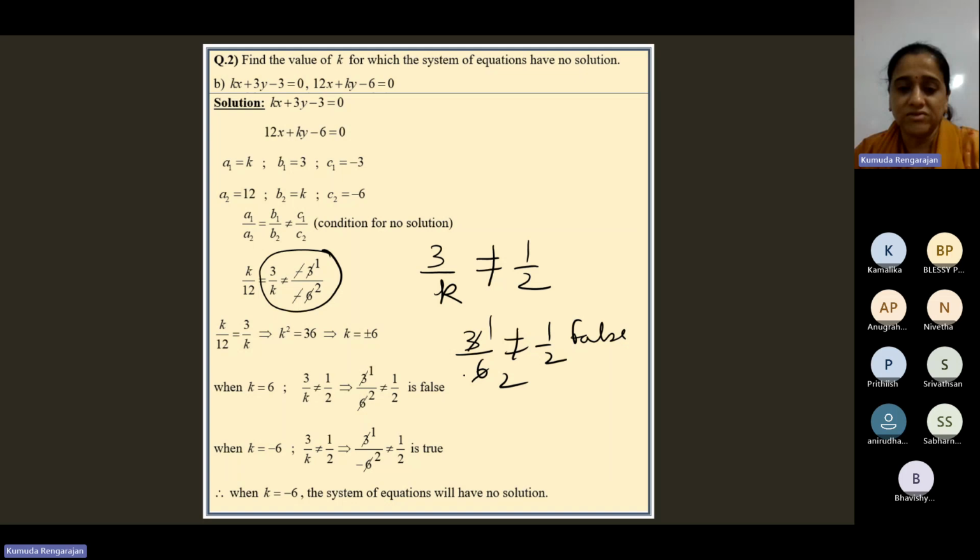Now take k as minus 6. What do you get? 1 by minus 2 is not equal to 1 by 2. Yeah, that is true. When k is minus 6, you get 1 by minus 2 is not equal to 1 by 2. Yeah, that's correct. Minus negative number, positive, they're not equal. It's true. So when k is equal to negative 6, the system of equations will have no solution.